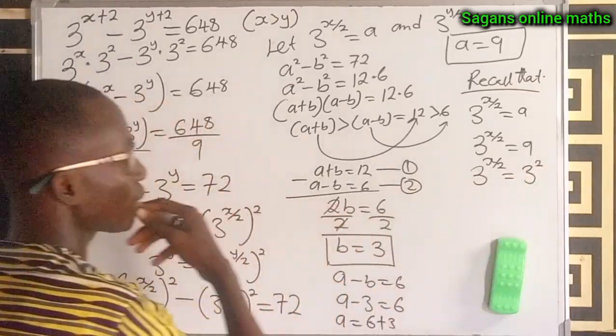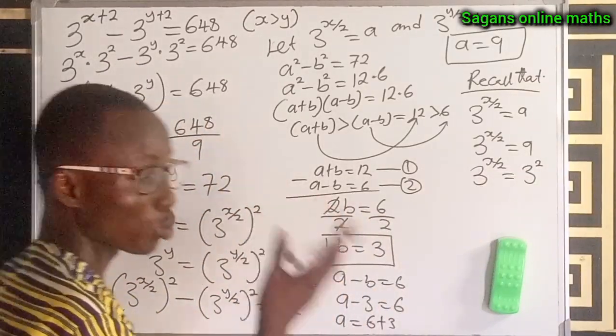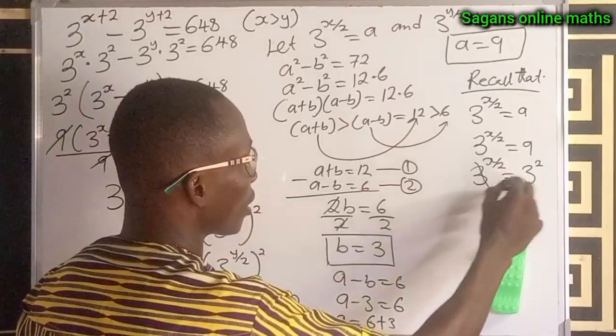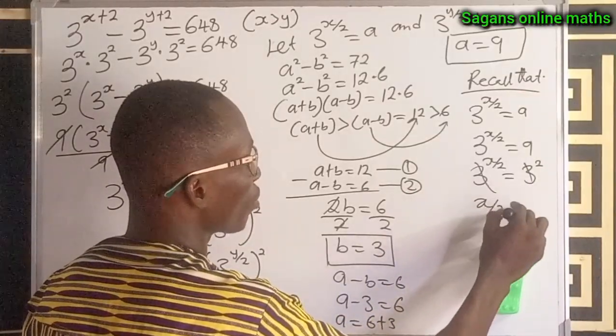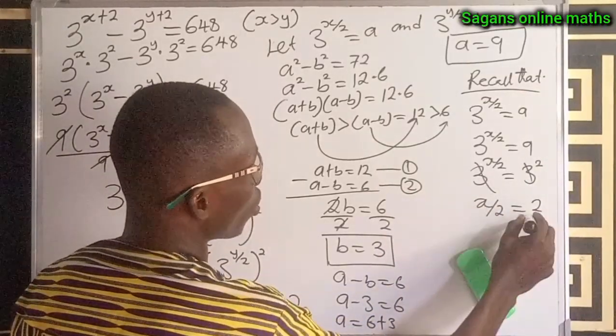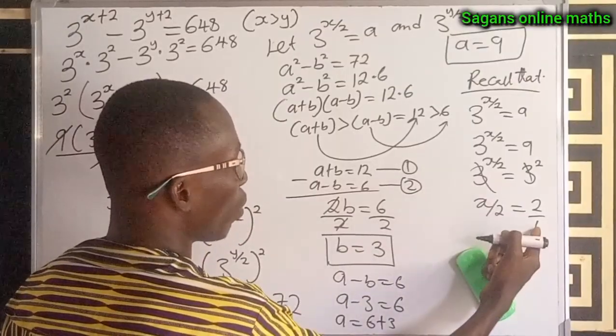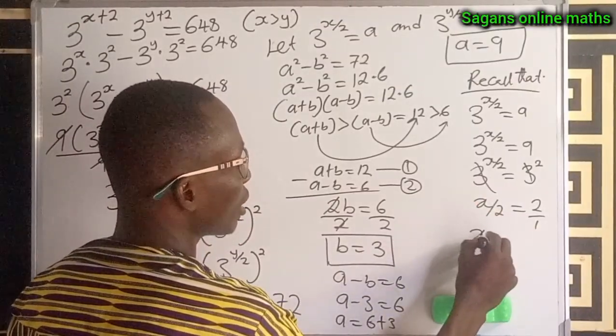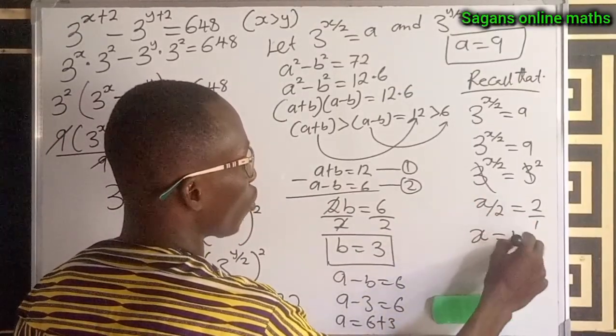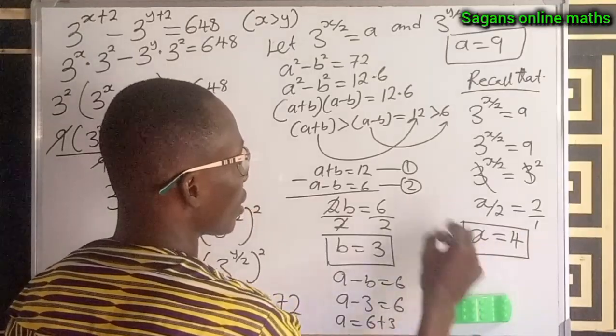Now you can observe that the bases are the same. Since the bases are the same, we can do without them and equate the powers. So you see that x divided by 2 is equal to 2. Now the denominator here is 1. Then by cross multiplying, 1 times x will give us x. This is x equals 2 times 2, which gives us 4. This is the value of x.